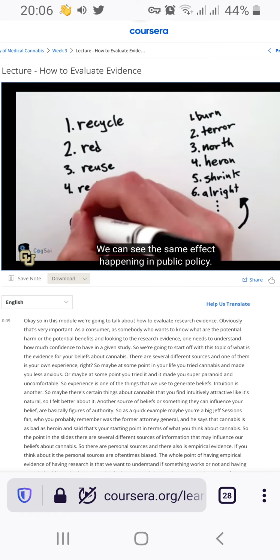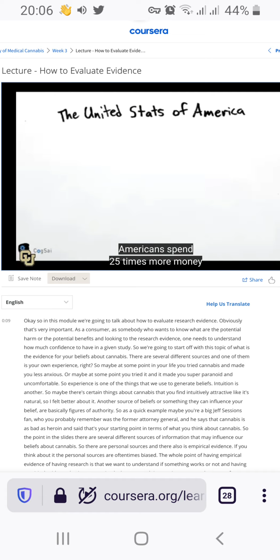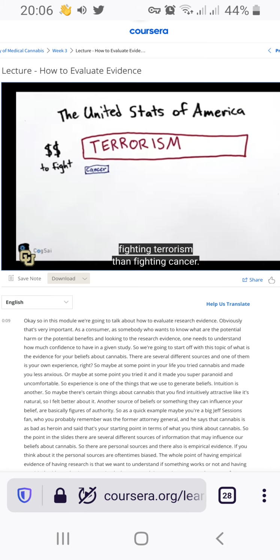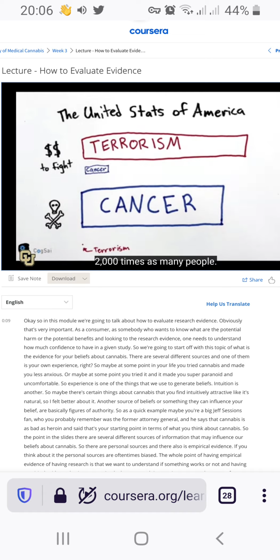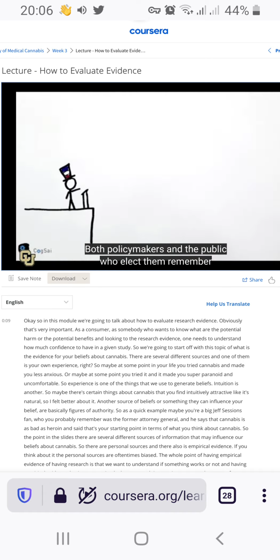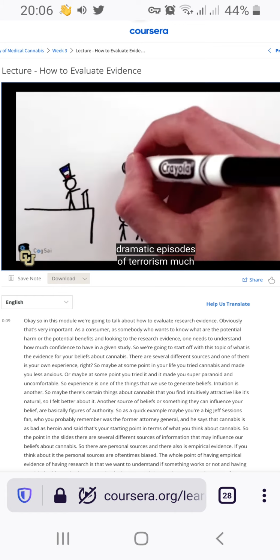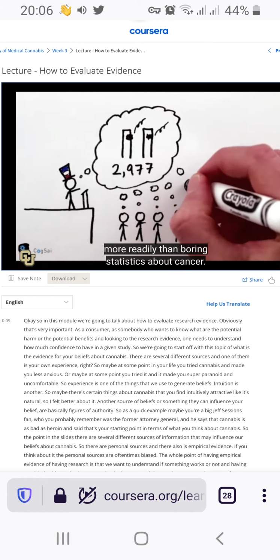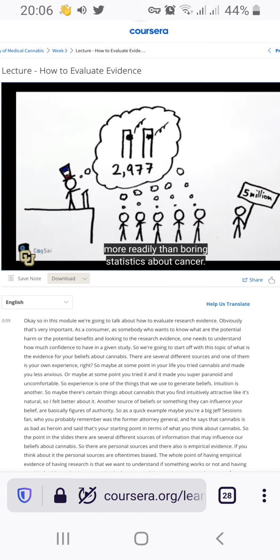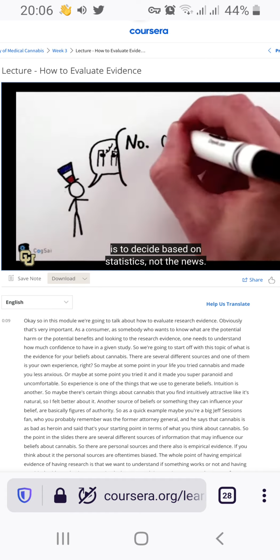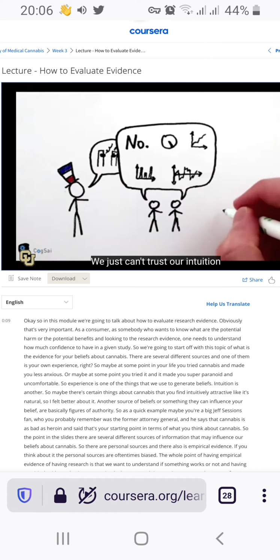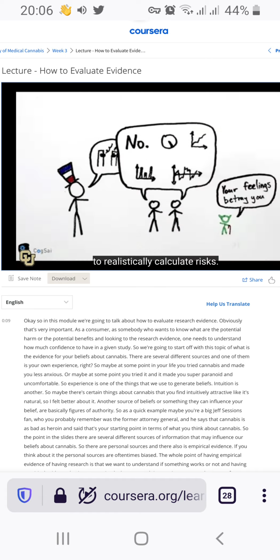We can see this same effect happening in public policy. Americans spend 25 times more money fighting terrorism than fighting cancer, even though cancer kills almost 2,000 times as many people. Both policymakers and the public who elect them remember dramatic episodes of terrorism much more readily than boring statistics about cancer, and that's how priorities are set. The only way to avoid this availability bias is to decide based on statistics, not the news. We just can't trust our intuition to realistically calculate risks.